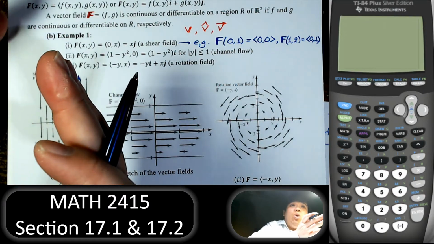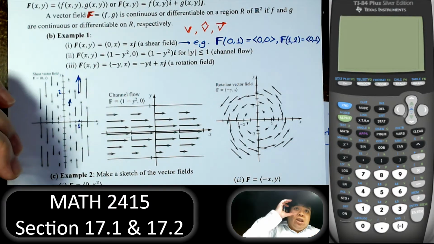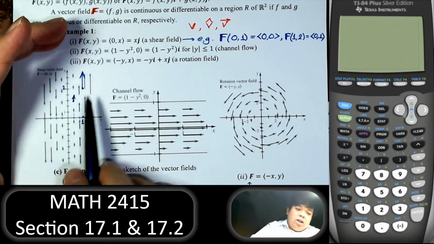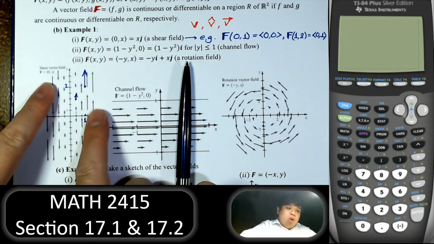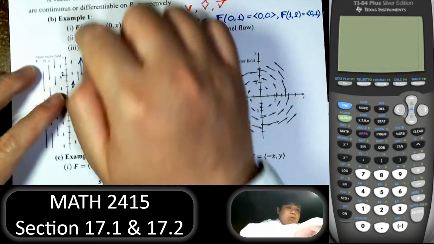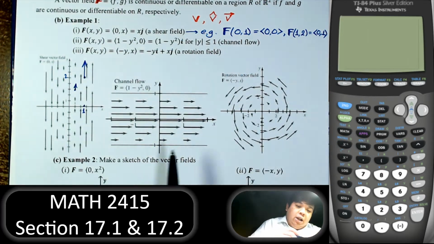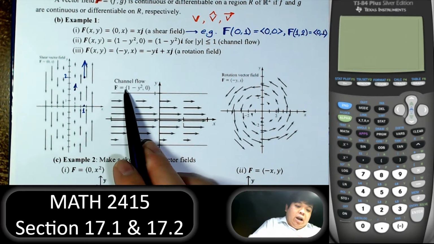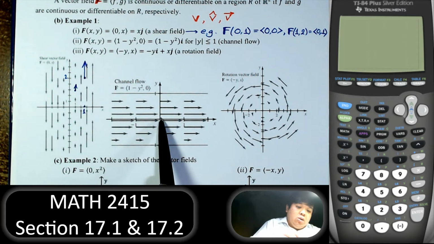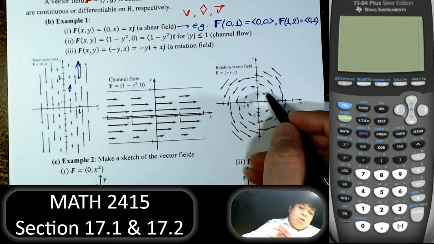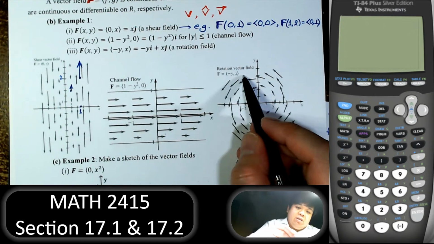Earlier I said that a vector has no location, but on the vector field, the vector is drawn with the tail at that point. So this is one example: a shear field, it is kind of a shear motion. One goes this direction, the other goes the opposite direction. So this will go up, this one goes down, opposite directions. Next, we have the channel flow given by this. The closer it is to the center, the bigger the vector. The one on the side is a little less. And here we have the rotation vector field given by that.